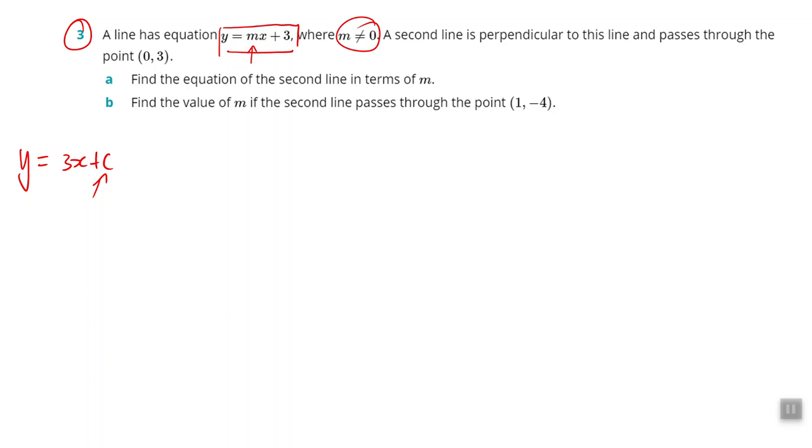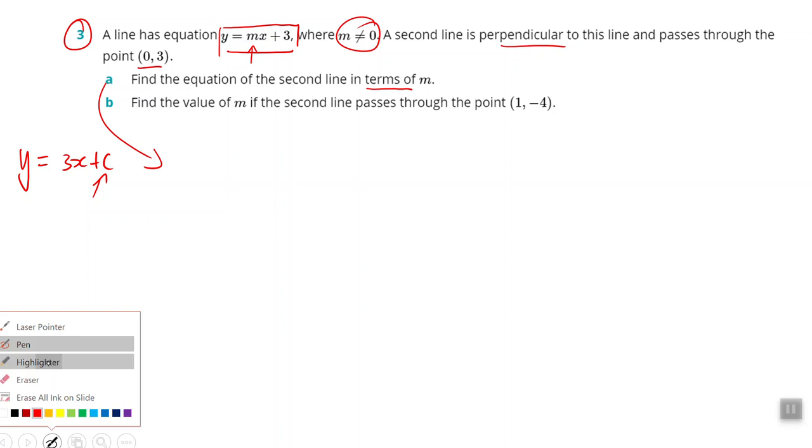So we know that m cannot equal 0. That might be useful. A second line perpendicular to this line passes through the point (0, 3). We want to find the equation of the second line in terms of m. So let's put our thinking caps on. I know that's a lot of information, but it's definitely solvable.